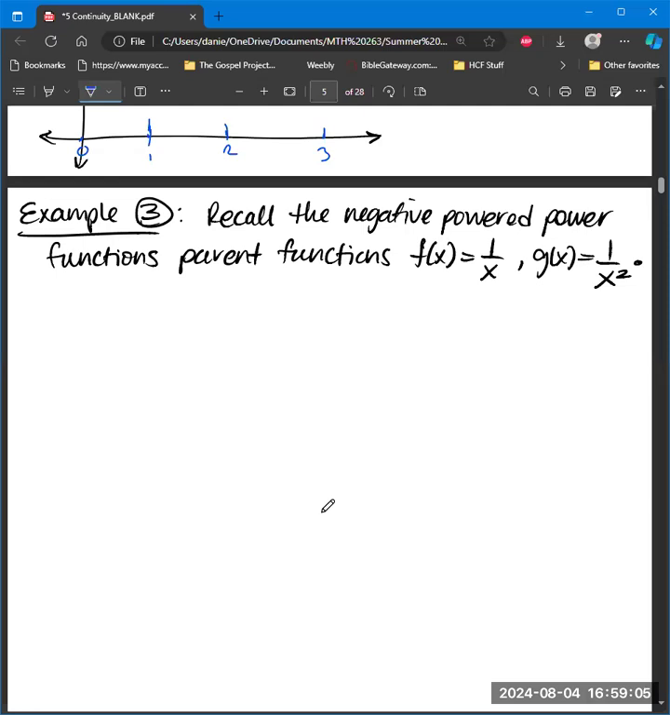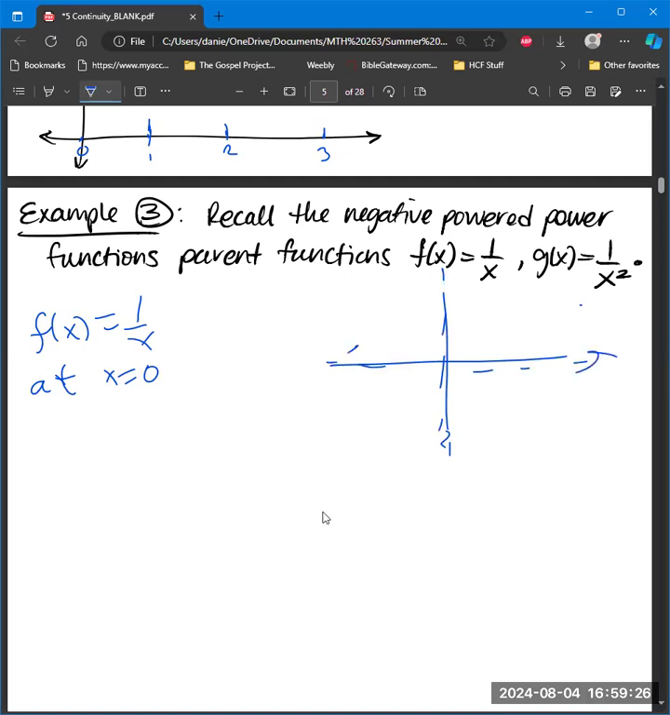Recall the negative power functions: f of x equals 1 over x and g of x equals 1 over x squared. So let's think about f of x equals 1 over x at x equals 0. We have a vertical asymptote there. I think you knew that about the reciprocal function, that it looks like this. So it's going to be discontinuous at x equals 0.